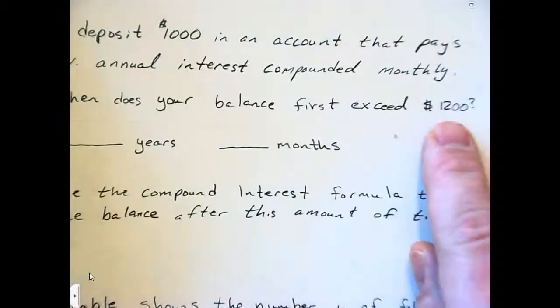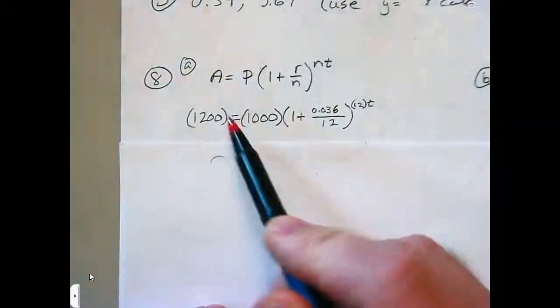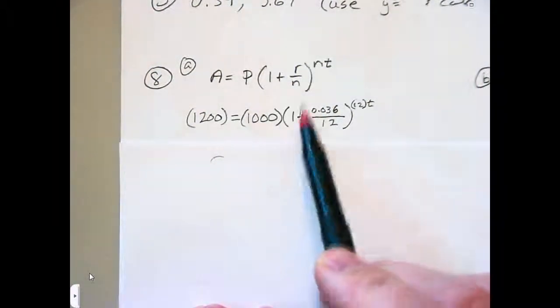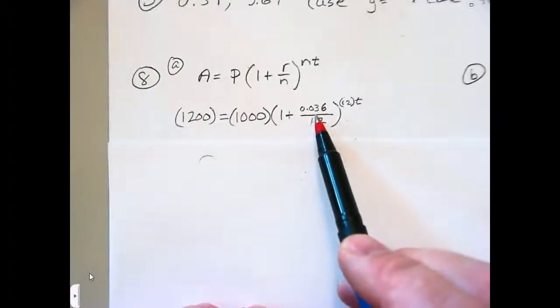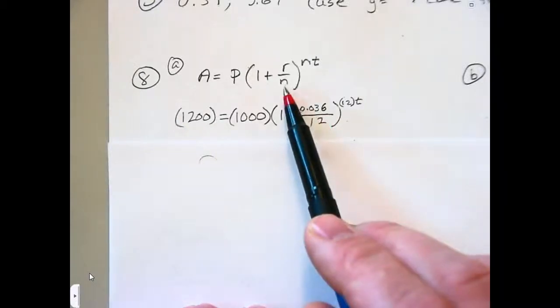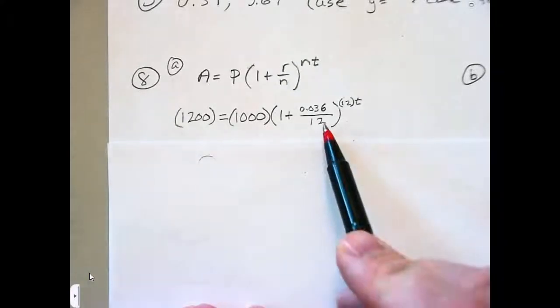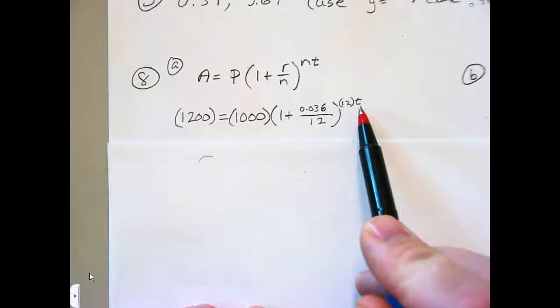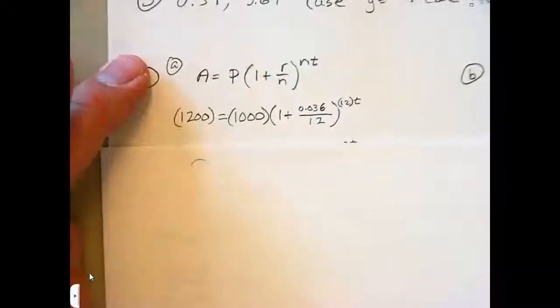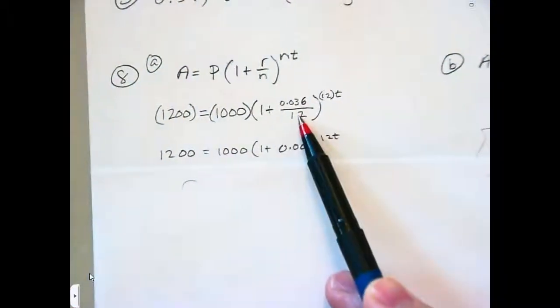1,200. Okay, and we deposit 1,000. So our principal is 1,000. Our amount we want it to be is 1,200. Our rate was 3.6%, so make sure you change that to a decimal, divided by the number of compounding periods, which in this case, if it's compounded monthly, is 12. T stands for the time in years. Okay, so if we solve for T, we will know the time in years. So first step is to do the division.